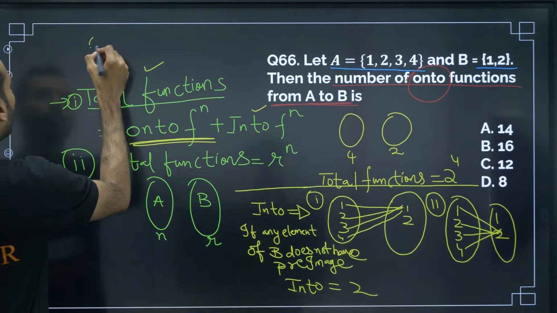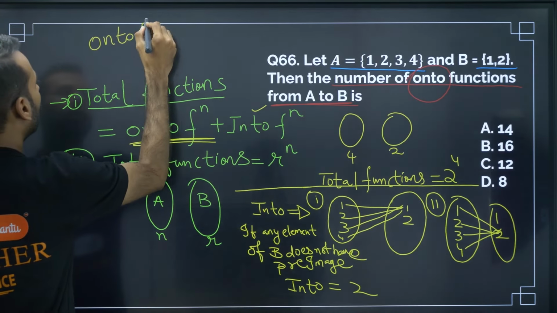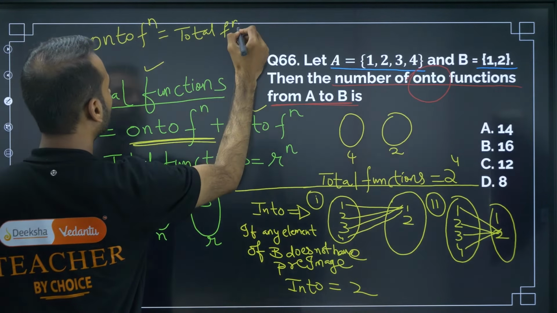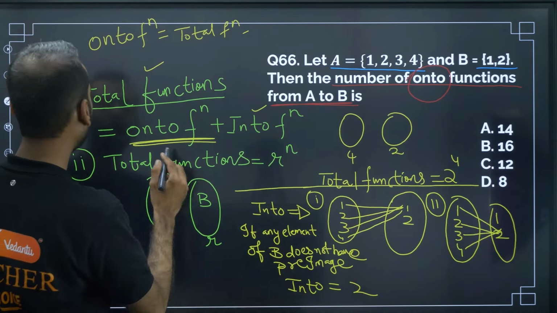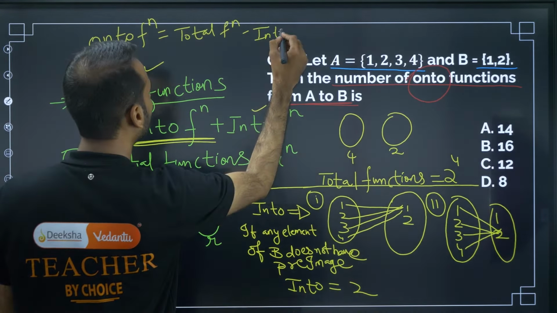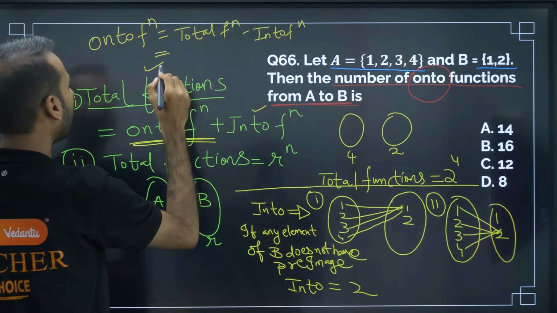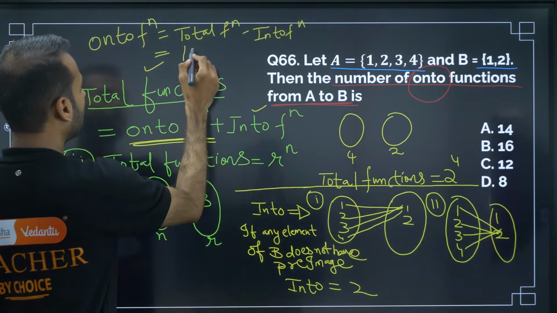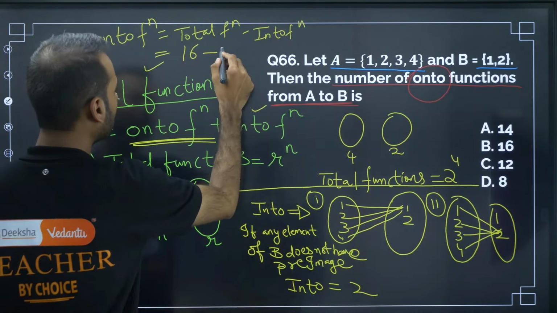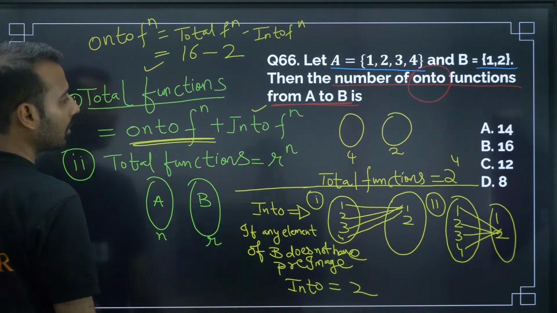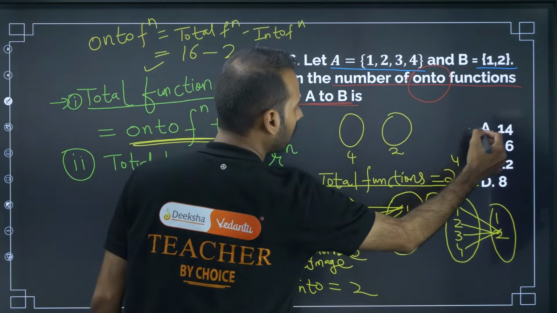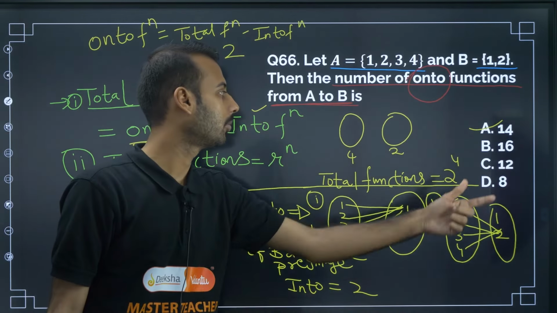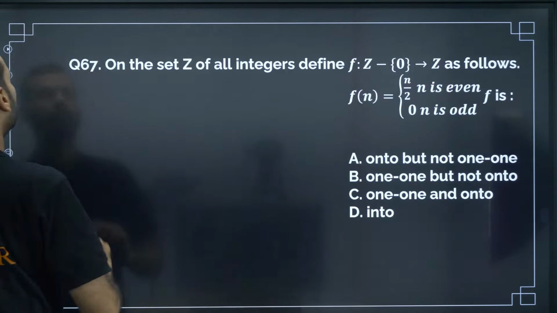Onto functions is equal to total functions minus into functions. How many total functions are there? Total functions 16 and into functions 2. So onto functions is 14. Is there any such option? Yes, B is the answer. So the number of onto functions from A to B is 14. Moving on to next question.